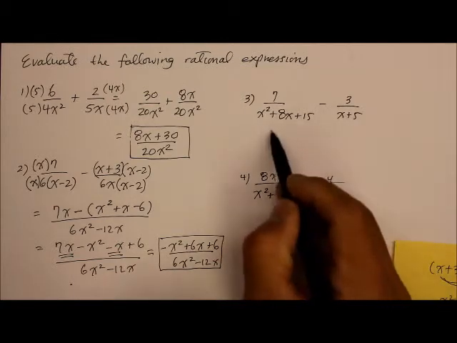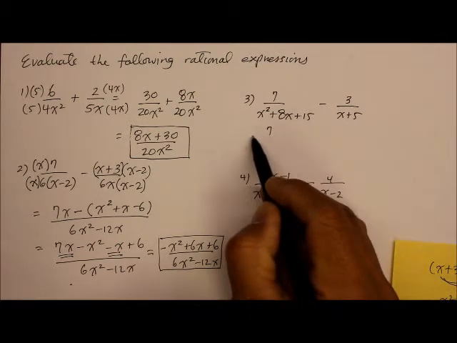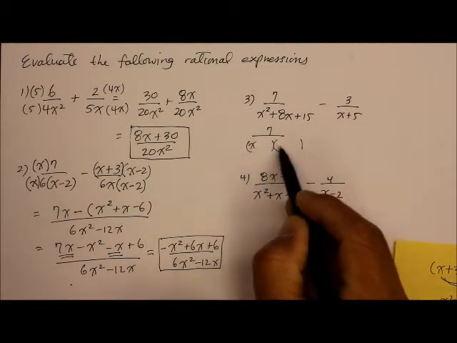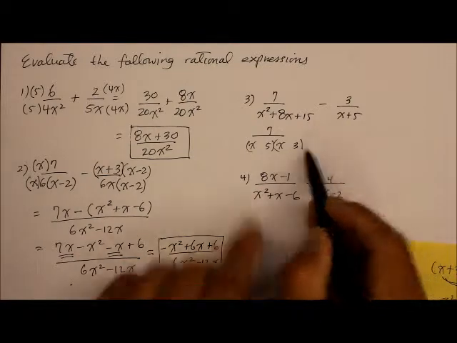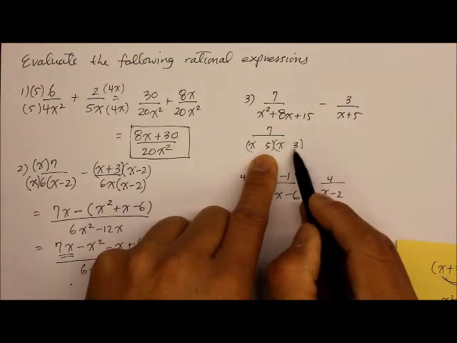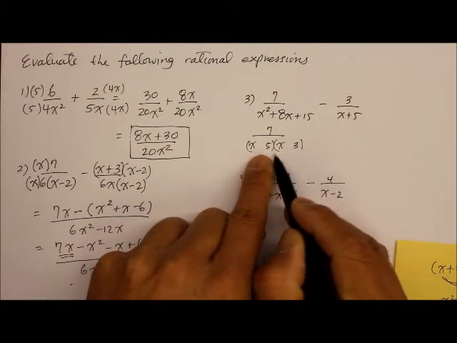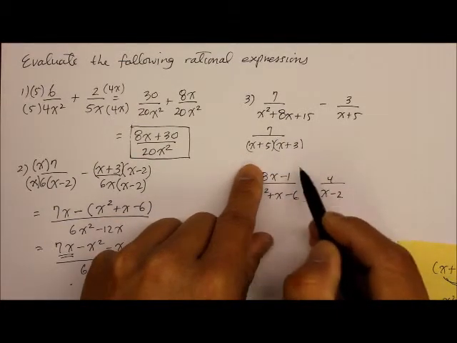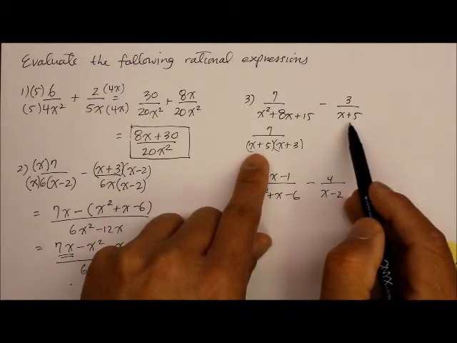Here's what I mean. Can that be rewritten as 7 over, and if you factor that, x and x would give me x squared, and 5 times 3 would give me 15 if you multiply, but if they were both positive, wouldn't that add up to become 8 in the middle? And that was one of the hints.